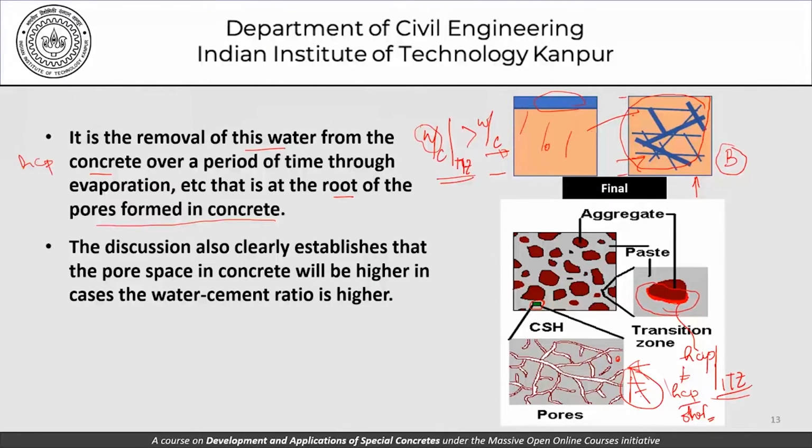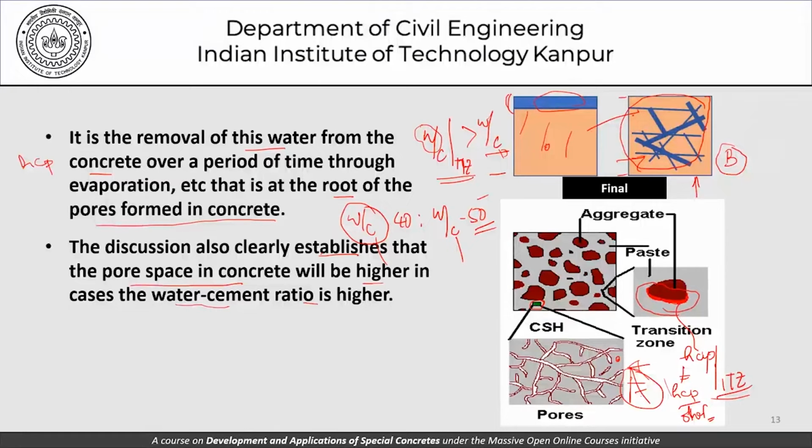Moving forward, this discussion that we've just had clearly establishes that the pore space in concrete or HCP will be higher in case the water cement ratio is higher. Obviously, when we have water cement ratio of 40% compared to a water cement ratio of 50%, for the same amount of cement, we are adding more water here. But the amount of water which will be consumed during hydration will be the same, and therefore this excess water will be greater if the initial water cement ratio is higher.